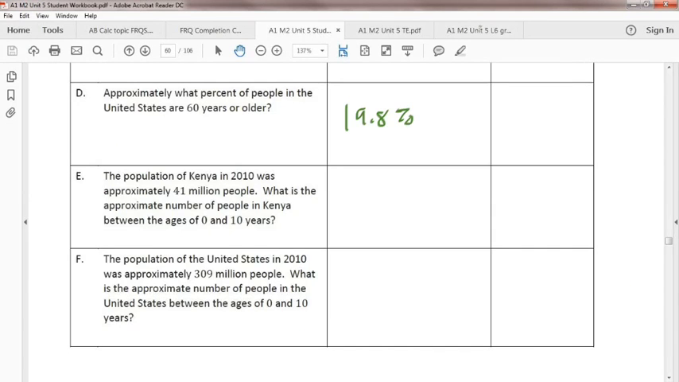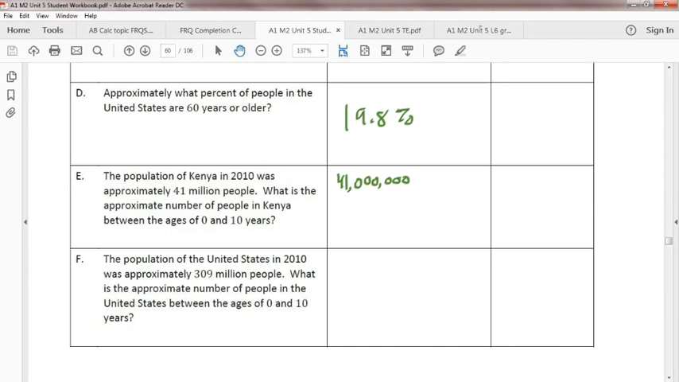Okay, so what about E and F? Now this time we're not talking about percents. The first questions were talking about percents. This one says the population of Kenya in 2010 was approximately 41 million. So let's write that down, 41 million, because I know we're going to need it. That's 41 with 6 zeros. What is the approximate number of people in Kenya between the ages of 0 and 10?